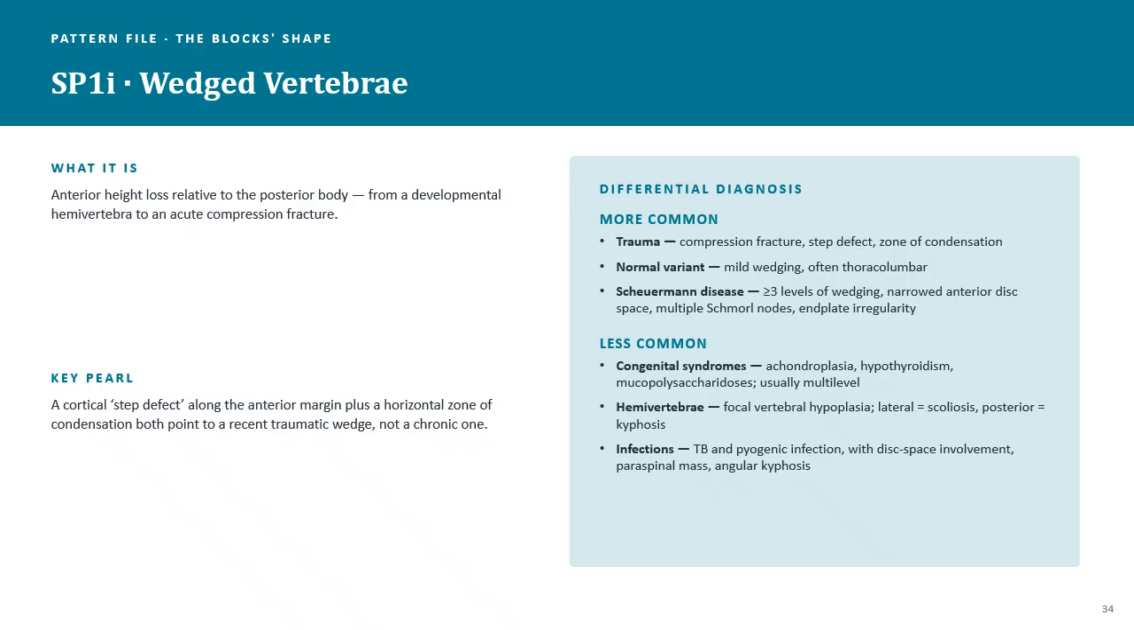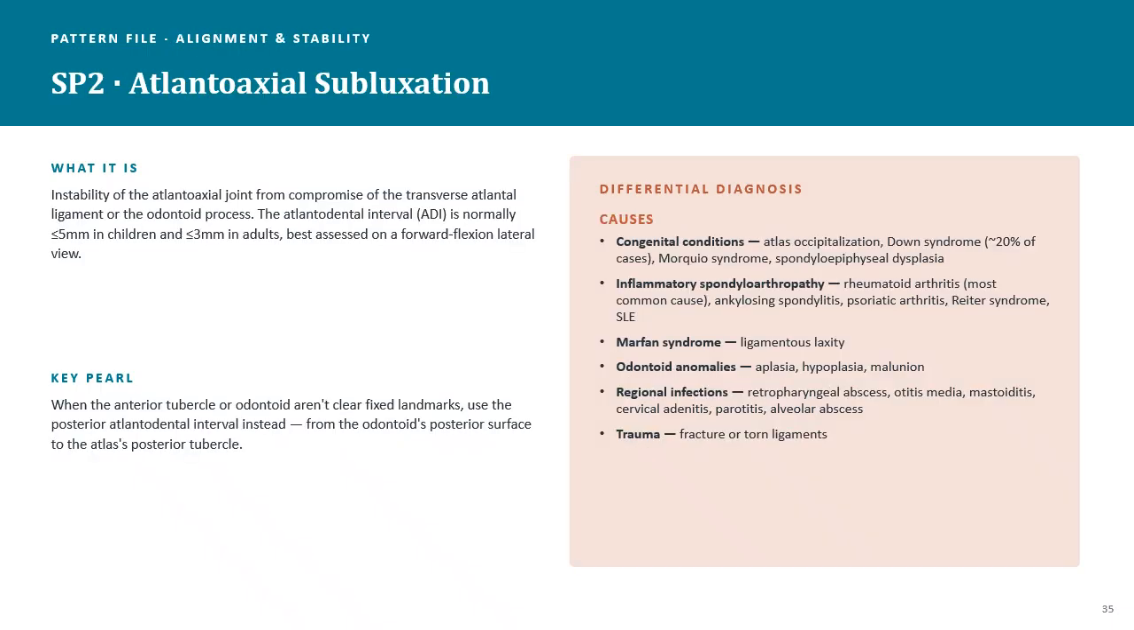All right, now we're shifting our focus away from the shape of a vertebrae and moving into alignment and also stability. So the first case file is on atlantoaxial subluxation. This happens in our C1, C2 area, so we're talking about the C-spine. C1, we call it the atlas, and C2, we call it the axis. This is something that you should have learned in procedures.